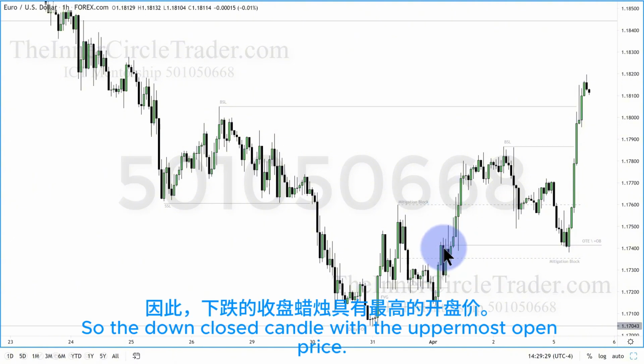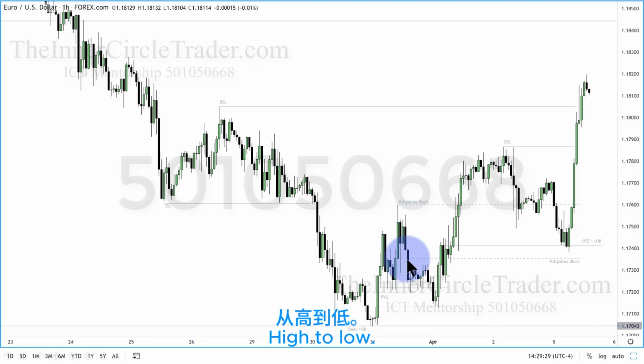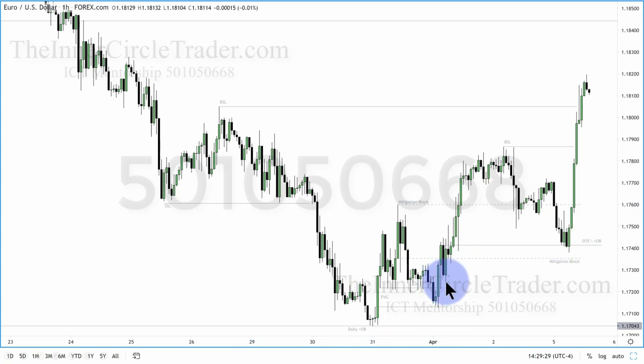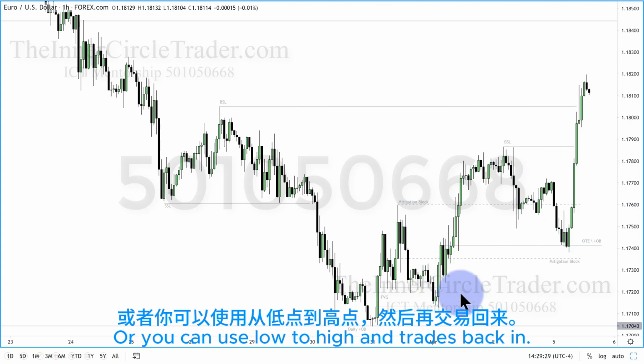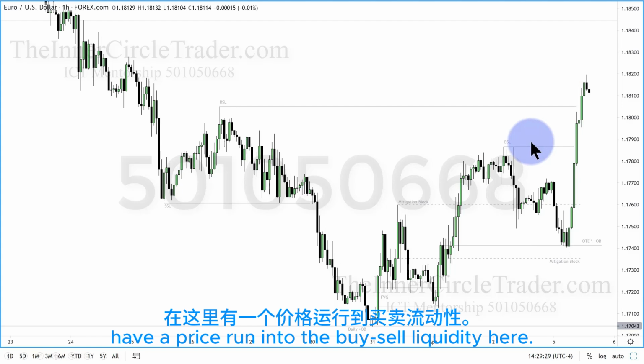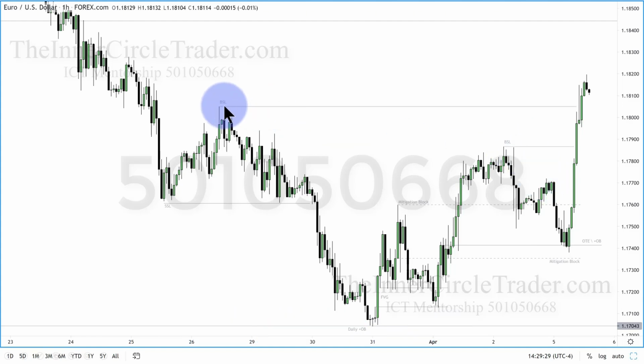So the down close candle with the uppermost open price inside of the range I'm looking for, what range? The mitigation block, high to low. There it is, trading into optimal trade entry, which is low to high, trades in, or you can use low to high and trades back in. Then we have a price run into the buy side liquidity here, another short-term one here, and then here.